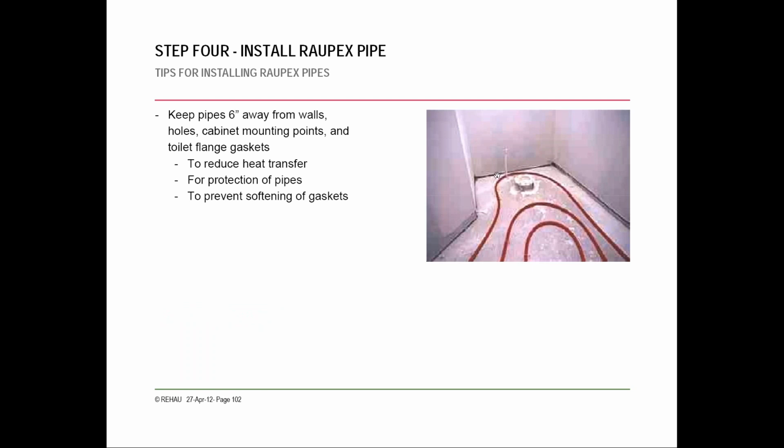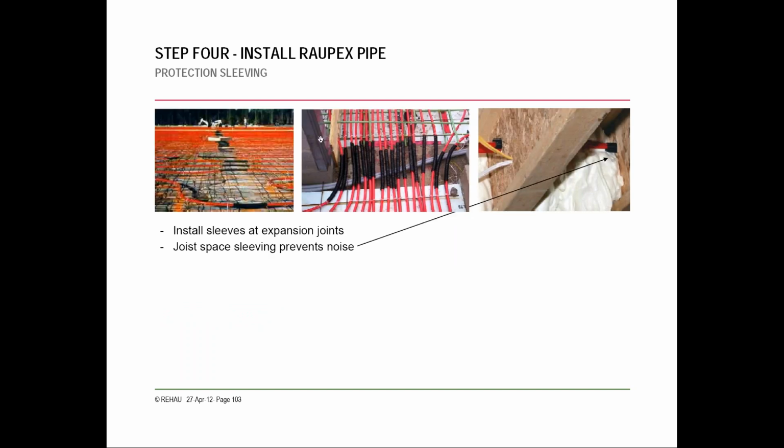This is pretty straightforward, but you're going to avoid any toilet gaskets or other gaskets with the pipe. Here's just protective sleeving on the pipe. If you're going through joists, you want to put a little collar on it.